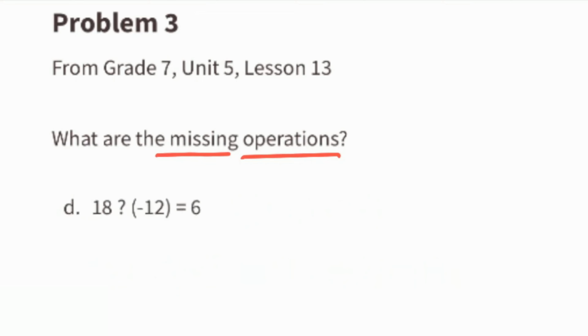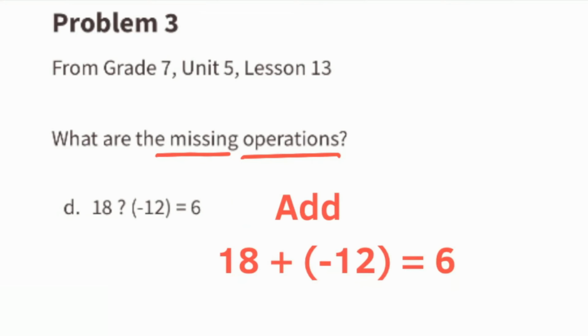D. What operation can you substitute with this question mark to make this equation true? An addition sign, because 18 plus a -12 equals 6. That's the same as 18 and take away 12 equals 6.